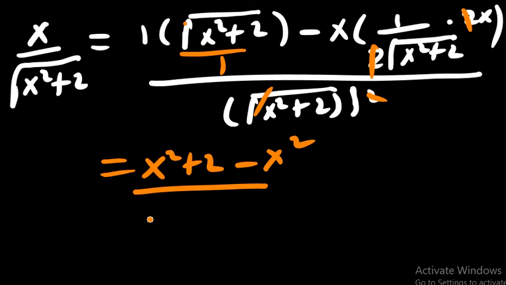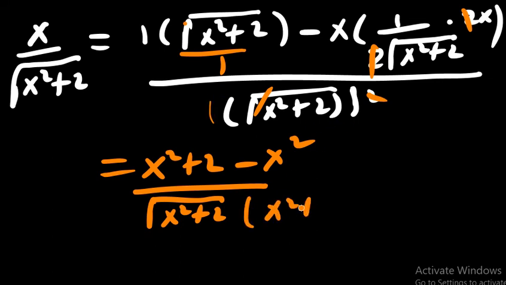the whole over what is left? This thing left, square root of x square plus 2, times x square plus 2, again this is going to be flipped and multiplied. Here it is, x square plus 2 will come here.